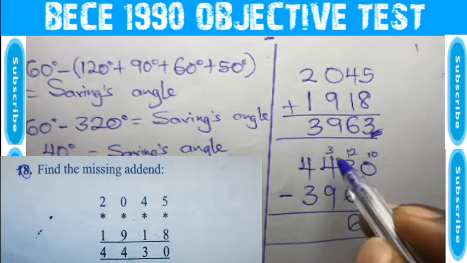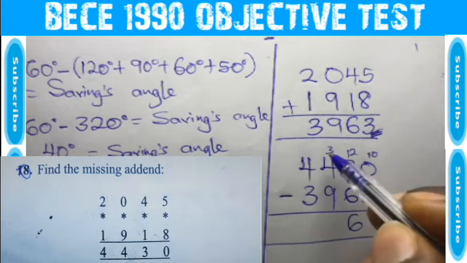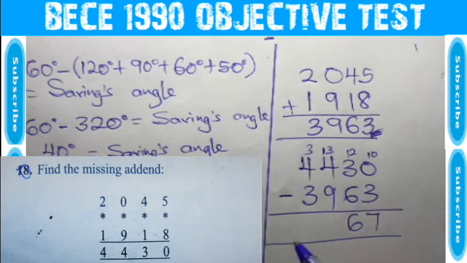3 is a remainder here. We can't subtract 9 from 3, so we borrow 1 from here. Then we have 13. Then 3 is left here. 13 minus 9 gives us 4. All right? 3 minus 3 will give us 0. And there is no need to write that one. So the difference is 467.